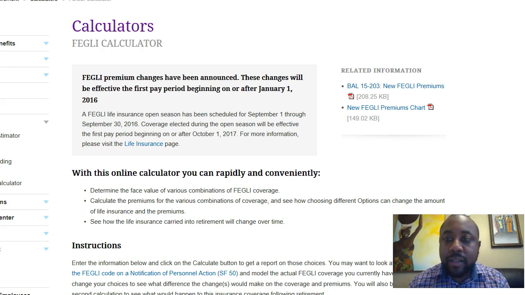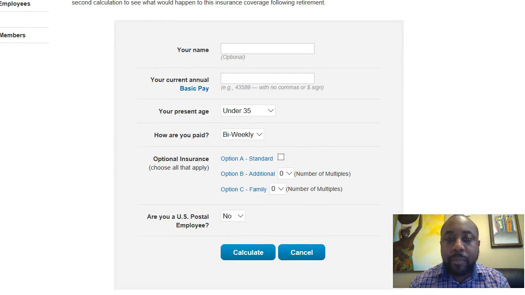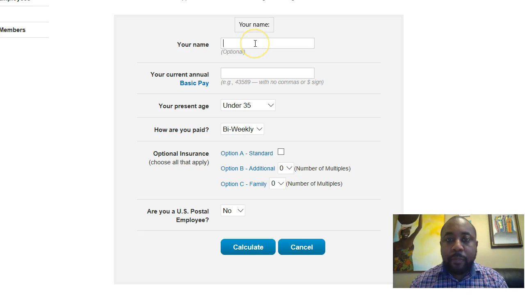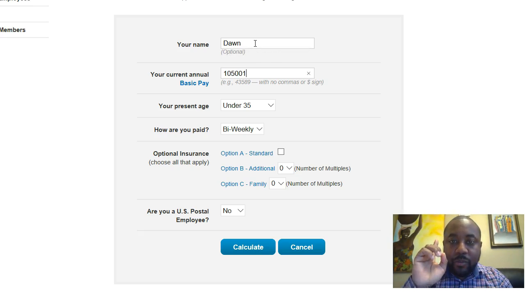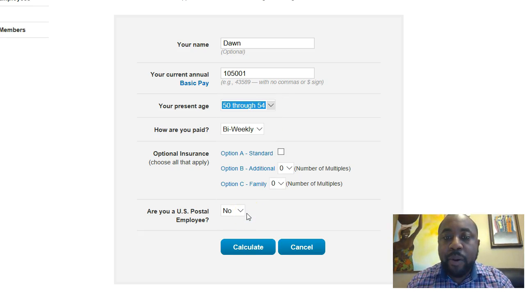This is on opm.gov. All you got to do is put FEGLI calculator in Google and it should come right up. So you just scroll down to the bottom of the page. And for the purpose of this example, we're going to use a lady by the name of Don, right? Don makes $105,000 and $1, okay? That $1 is going to be significant in a second. You just watch. And we're going to say Don is 54 and her birthday is in a week and a half. That means her next pay stub is going to be different than the one we look at today.